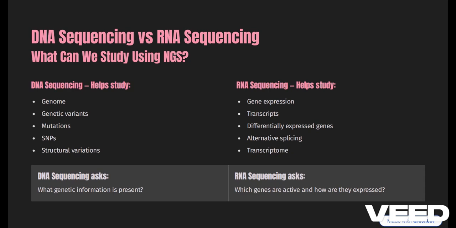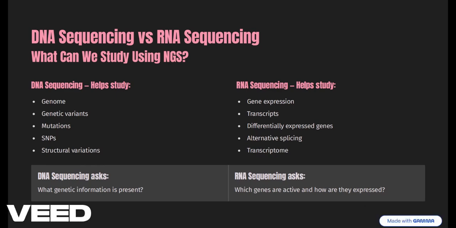It tells us which genes are active, how strongly they are expressed, and how gene expression changes between different biological conditions. RNA-seq can also help us study transcripts, differentially expressed genes, alternative splicing, and transcriptome data analysis, and upregulated genes, downregulated genes.